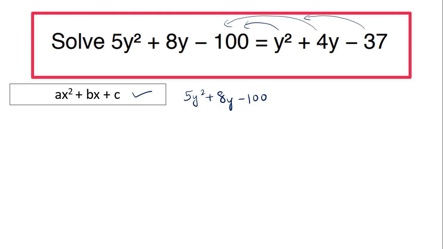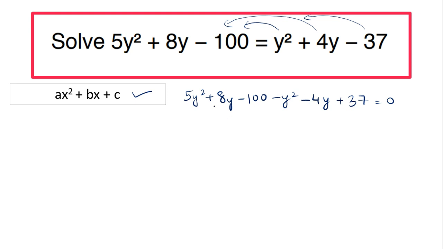So y squared is positive here, goes to the other side, turns into a negative y squared. 4y again is positive here, goes to the other side, turns into negative 4y. 37 is negative here, goes to the other side, turns positive. That's the rule. And everything is equal to 0. You don't have to specify that, and even if you do, it doesn't really matter. So now: 5y squared plus 8y minus 100 minus y squared minus 4y plus 37.